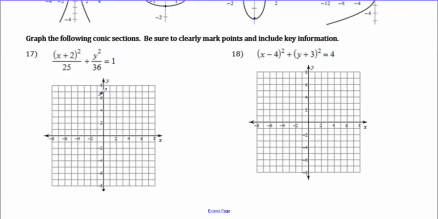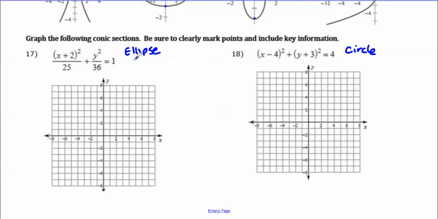Okay, we're going to graph. So when you start graphing, the first thing you want to do is decide what shape you have. So I see that they're being added, and they have denominators, different denominators. So this one's going to be an ellipse. And this one has no denominators, so this one's going to be a circle.